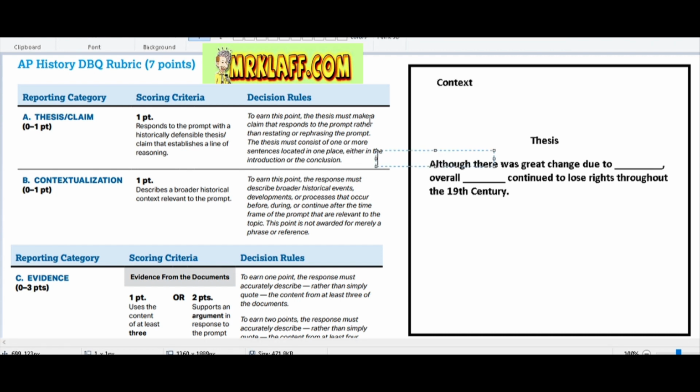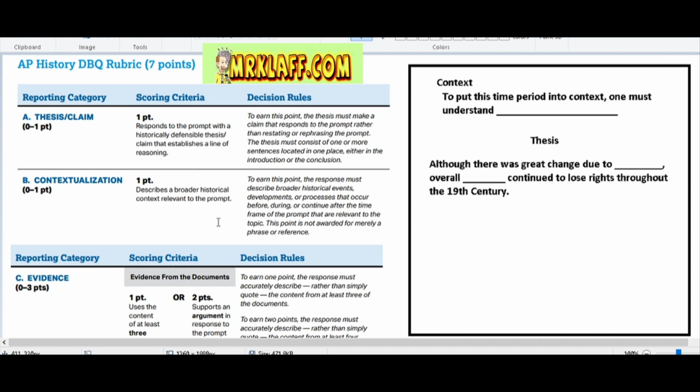When you're dealing with context, context is the second point. The context cannot be just a few words. You can put the context in the introduction, and when you do, make sure you use their terminology. Make sure you put the word context right there. To put this time period into context, one must understand blank. Context deals with, and you can see it right here, the broader historical events, the developments, stuff that happened before. It could be happening during, it can be continuing over time.